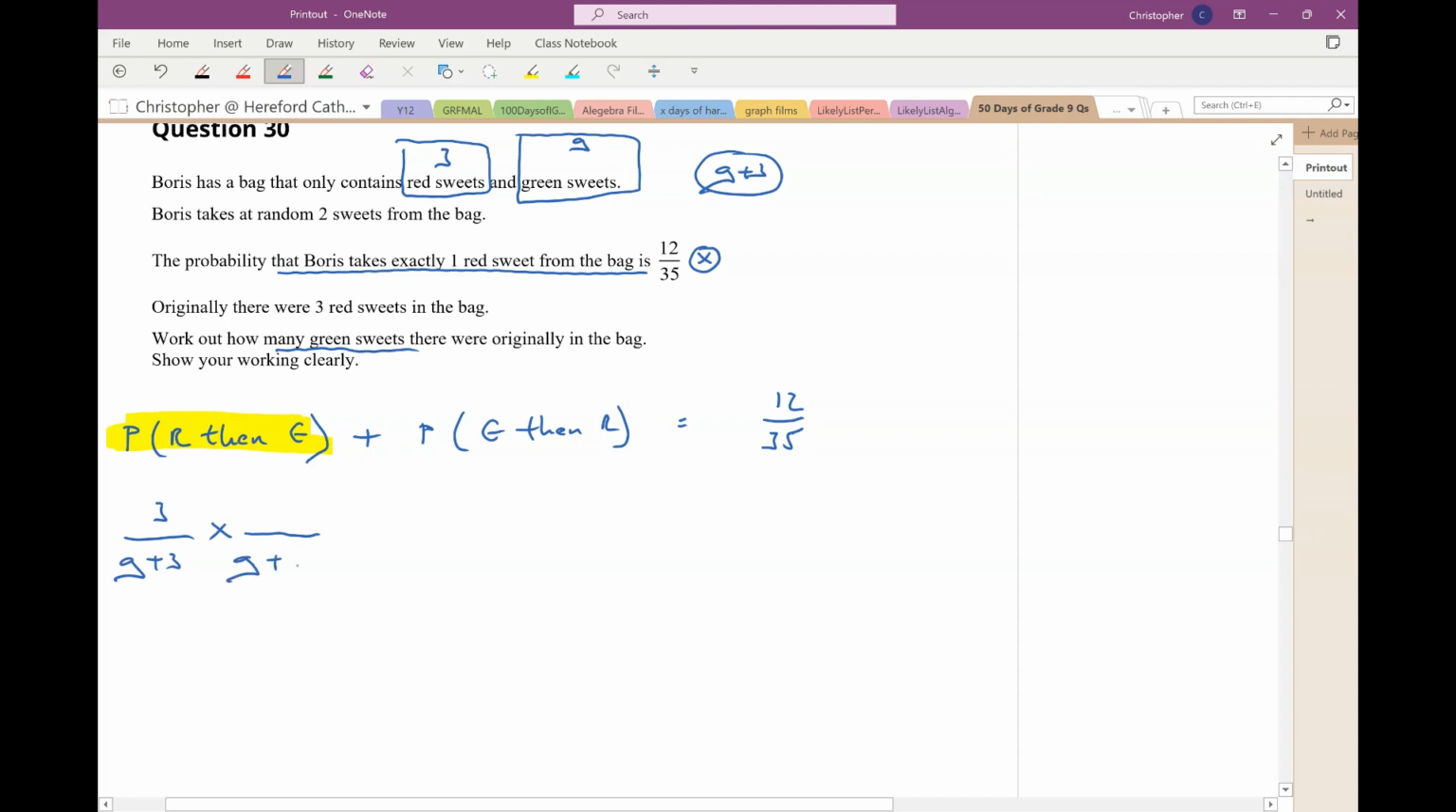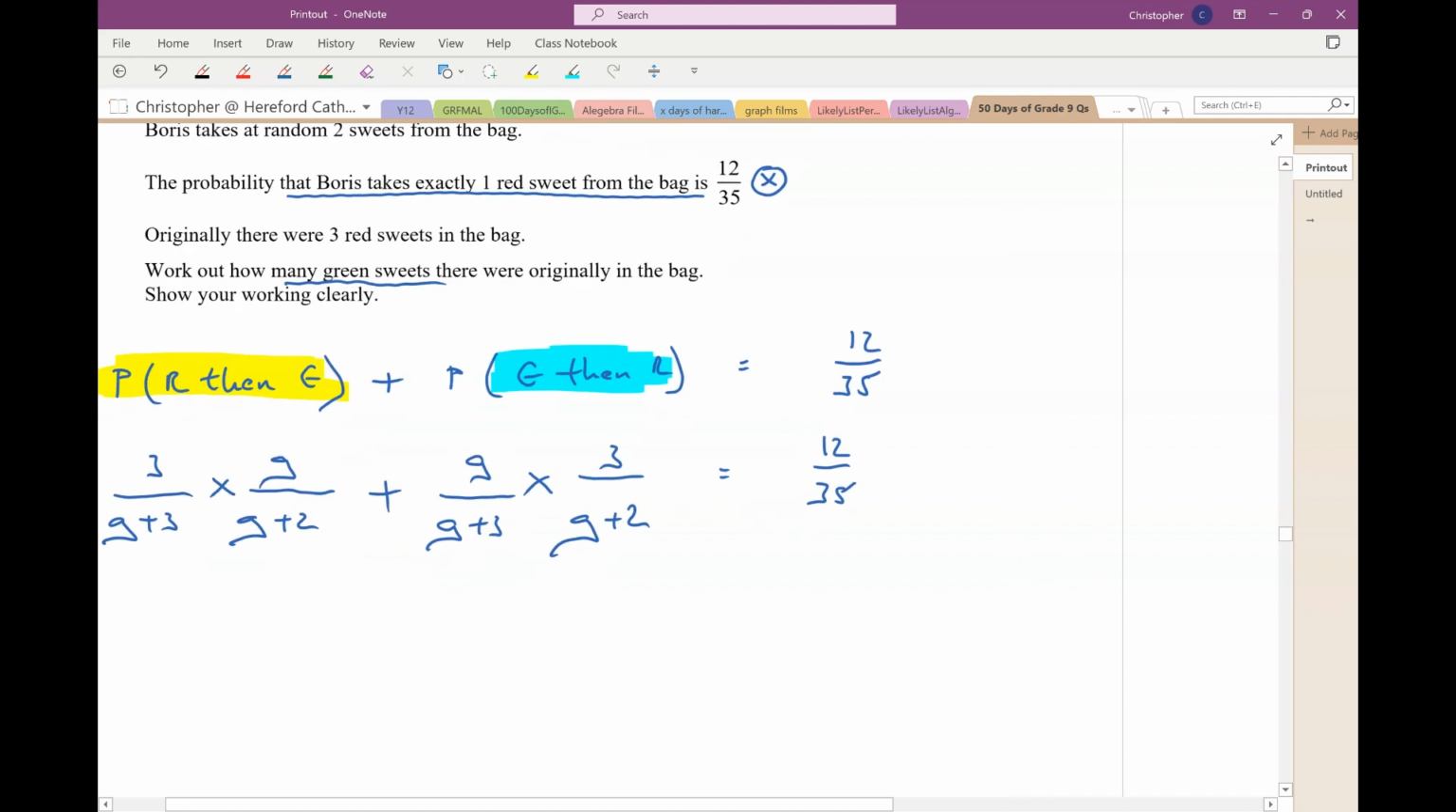There are only G plus 2 sweets. And how many of those are green? G of them. So that's the yellow probability. Plus, now let's do the probability of getting a green followed by a red. Well, to start with, there are G green out of G plus 3 sweets. And followed by a red, well, there would be 3 red out of the remaining sweets, which is only G plus 2.